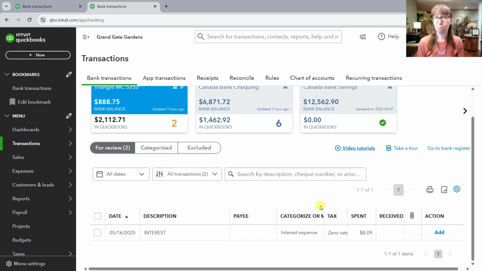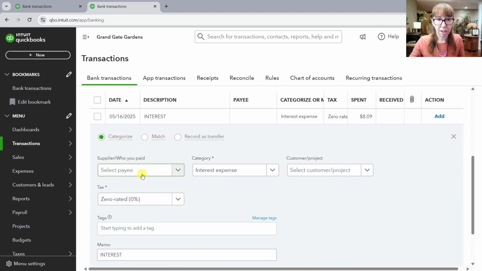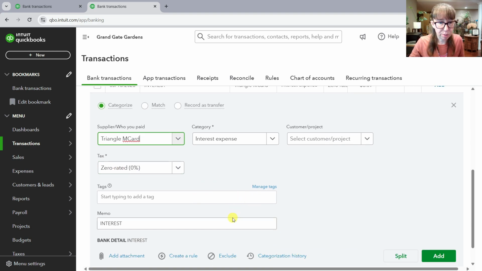And we do have three options right now. We could enter this expense the big screen way by going New Expense. We could also enter this the shortcut way right from the bank feed. And the third way that we're going to talk about is entering also a rule so that it tees it up for us next time. So I'm going to say that this was a Triangle MCard charge of interest expense. 0 rated is fine. Exempt would work as well.